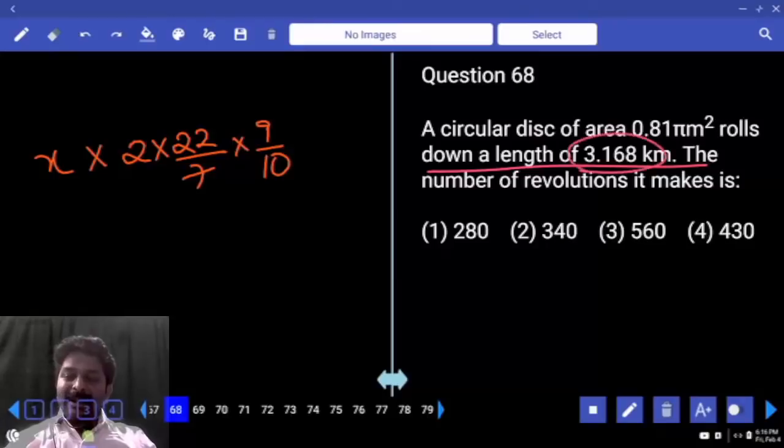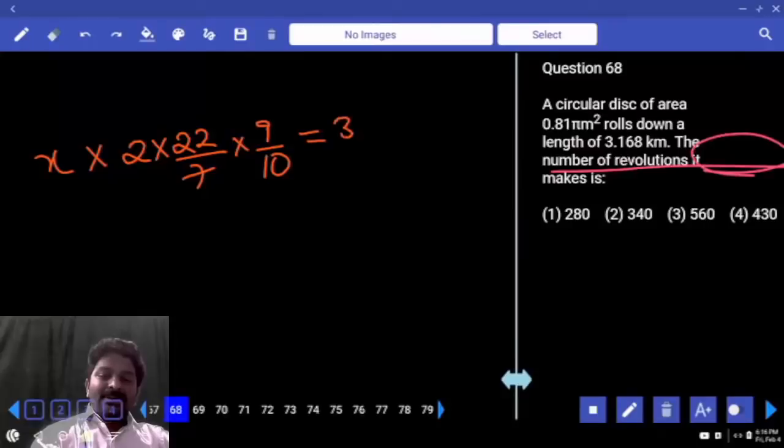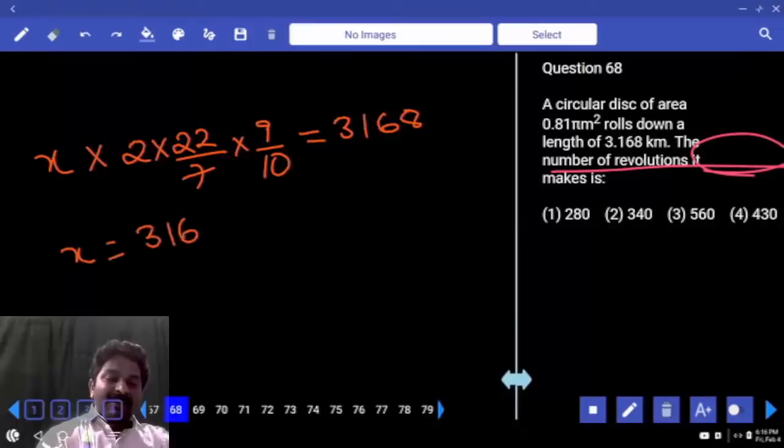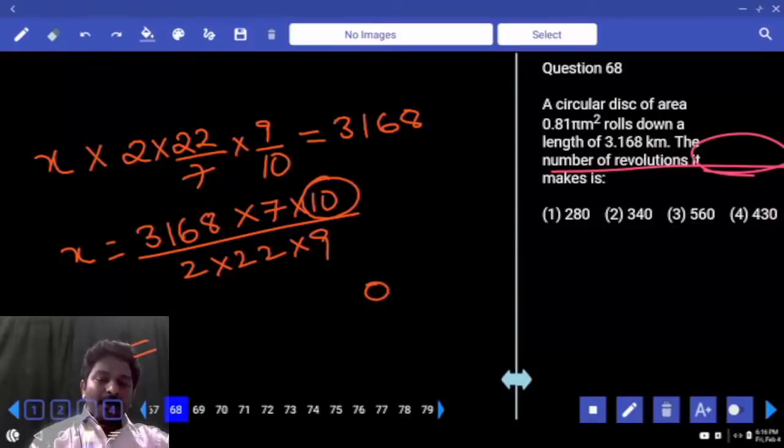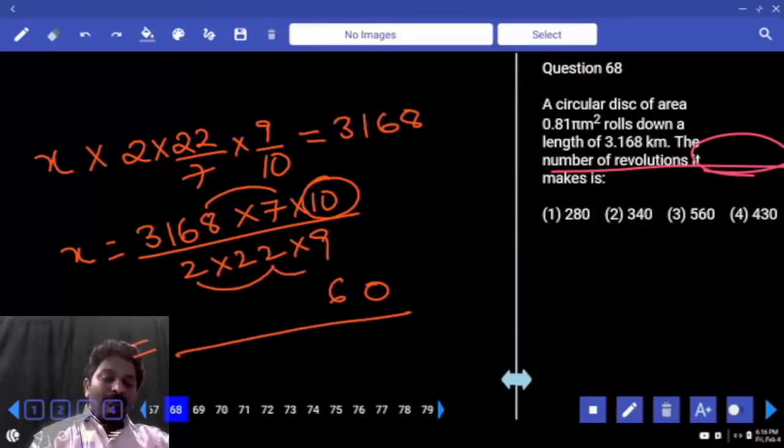1000. This value multiplied by 1000 gives you 3168 meters. Clear? Right. Then x is equal to 3168 into 7 into 10 divided by 2 into 22 into 9. Is that okay? We have 10 here, so I'll write 0 separately. Numerator 7 into 8 ends with, come on. Denominator 2 into 2, 4 into 9.